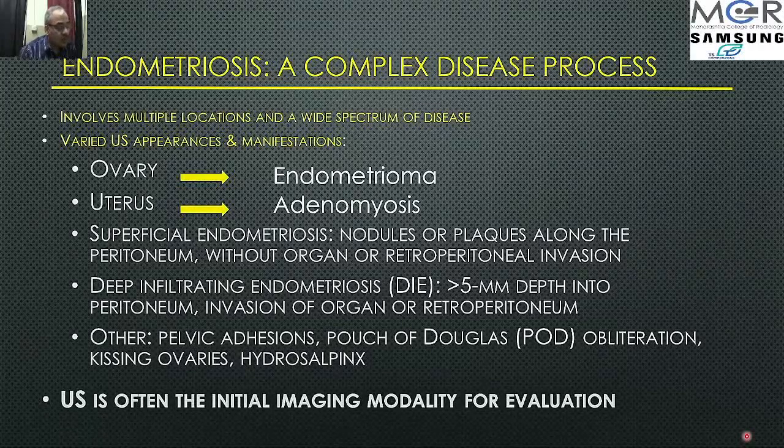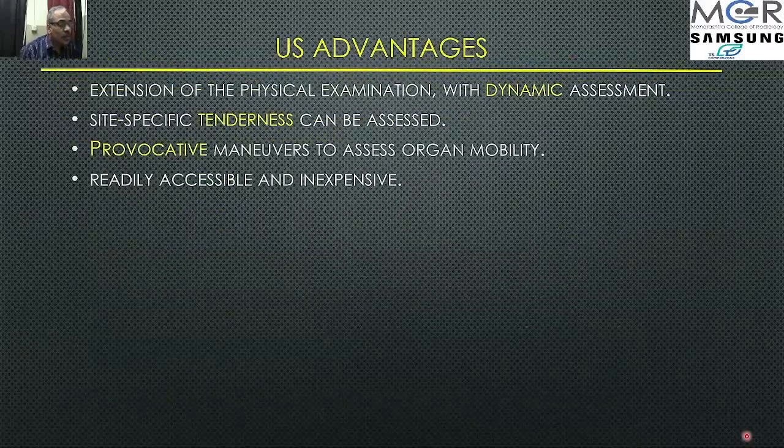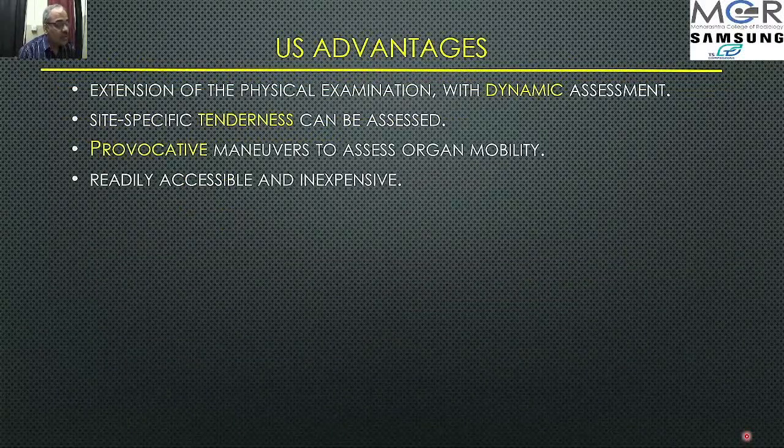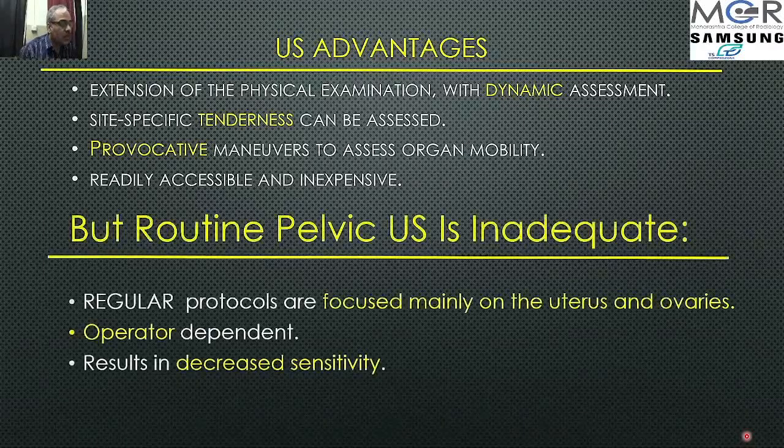Ultrasound is often the initial imaging modality for evaluation of endometriosis. What are the advantages of ultrasound? We can do a dynamic assessment that acts as an extension of physical examination. We are doing a real-time study, and we can do certain maneuvers to look for site-specific tenderness, and provocative maneuvers to assess organ mobility, how mobile organs are in relation to each other. And definitely ultrasound is readily accessible and inexpensive.